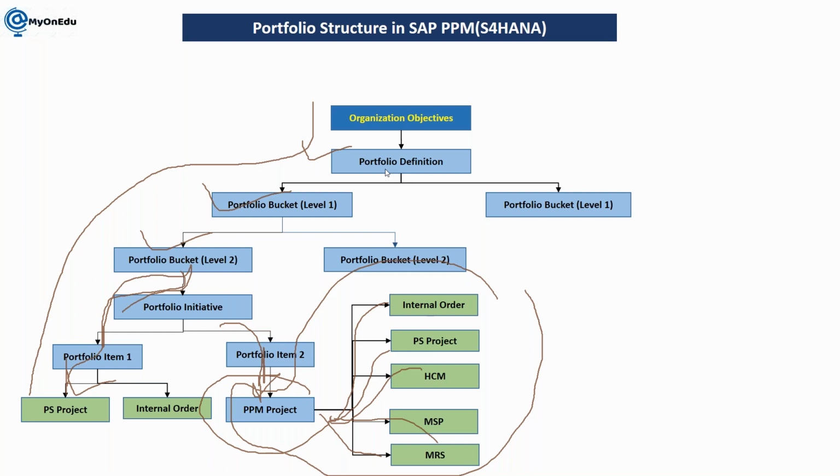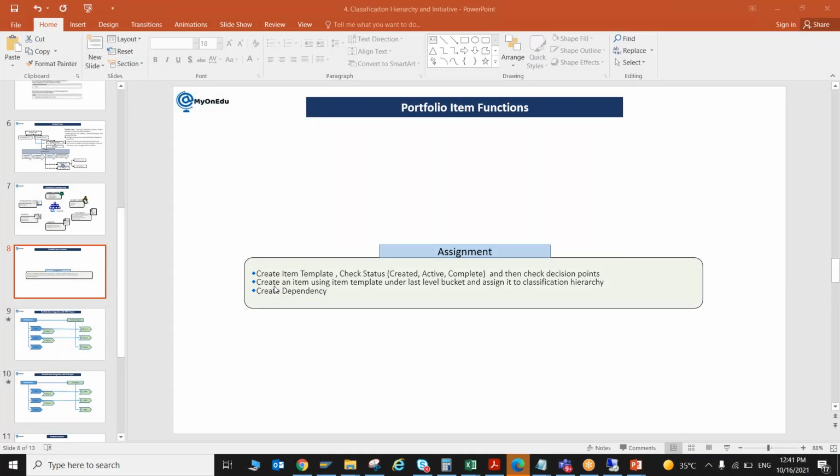This is a simple assignment, nothing much. What we need to do here is create an item template. Just ignore that. I'll let you know how you can create an item using the item type at the last level of the bucket, assign it to the classification hierarchy, and create a dependency. So how can you create a dependency? What is the meaning of dependency?